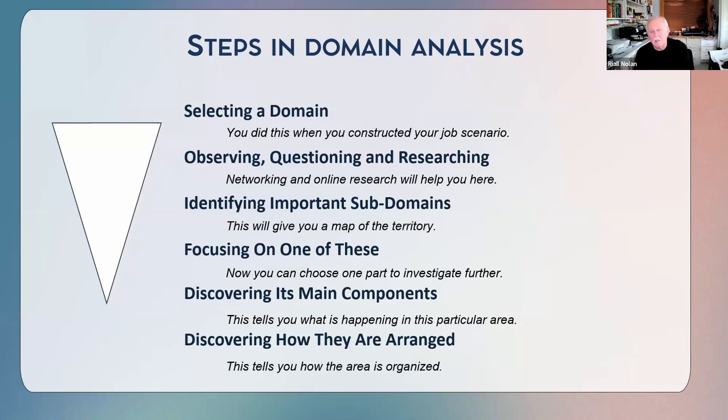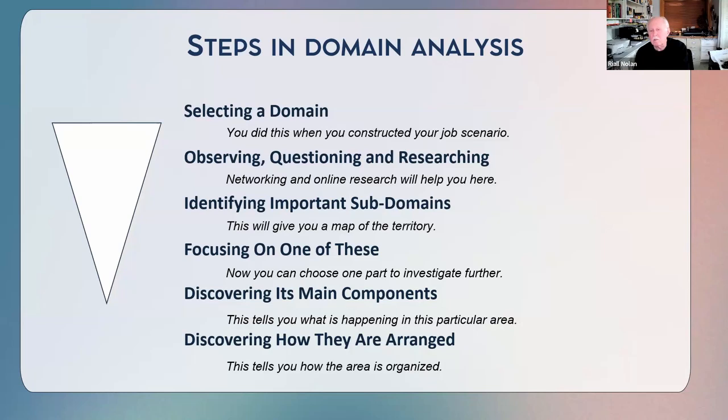The first thing you do is select a domain. You've already done that. When you constructed your job scenario, you told us what domain you'd like to work in. Then what you do is you start networking, you start your online research, and you start asking questions about the domain. What's it like? What does it mean? What are the terms? How are they defined? As you do that, you will be able to identify important subdomains. You're starting to get an idea now of how this domain is constructed. And so you are building a conceptual map of how this place works.